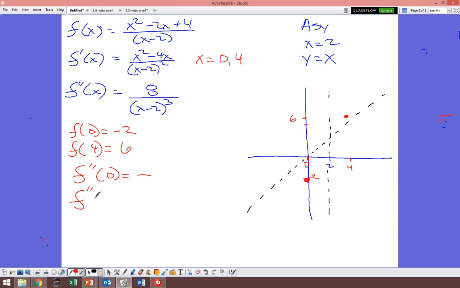F double prime of 4. It's positive. Okay, 4, that's going to give me 2, it's positive. So that's going to be concave up. So now, if I'm doing this right, it should look something like this. I'm pretty proud of my sketch.